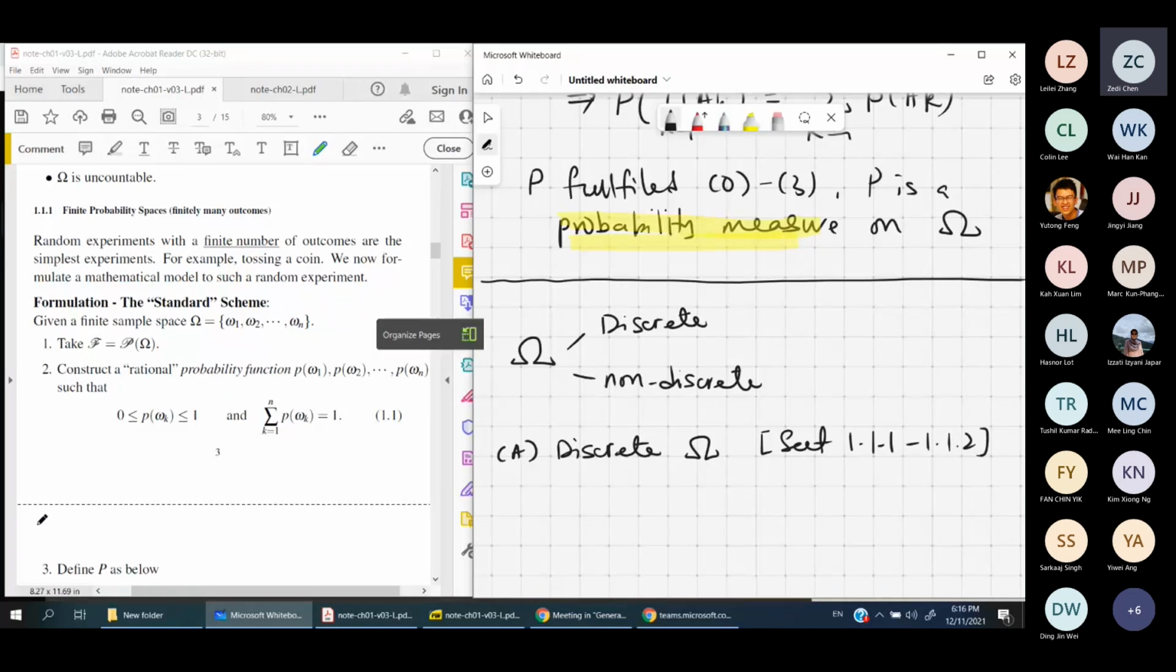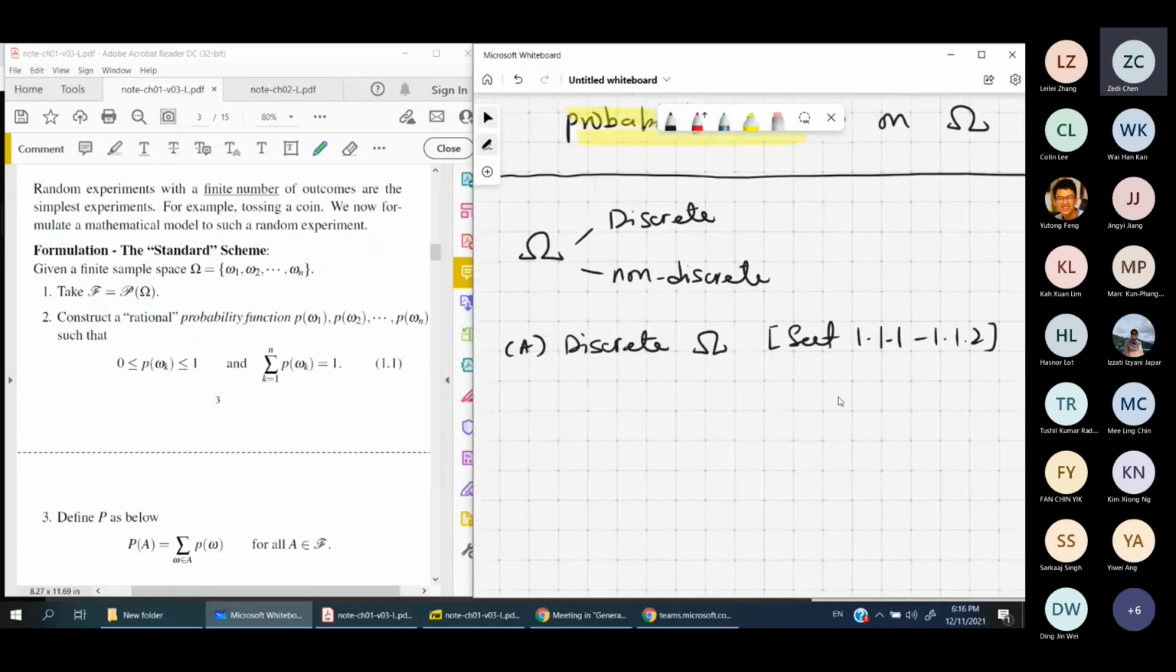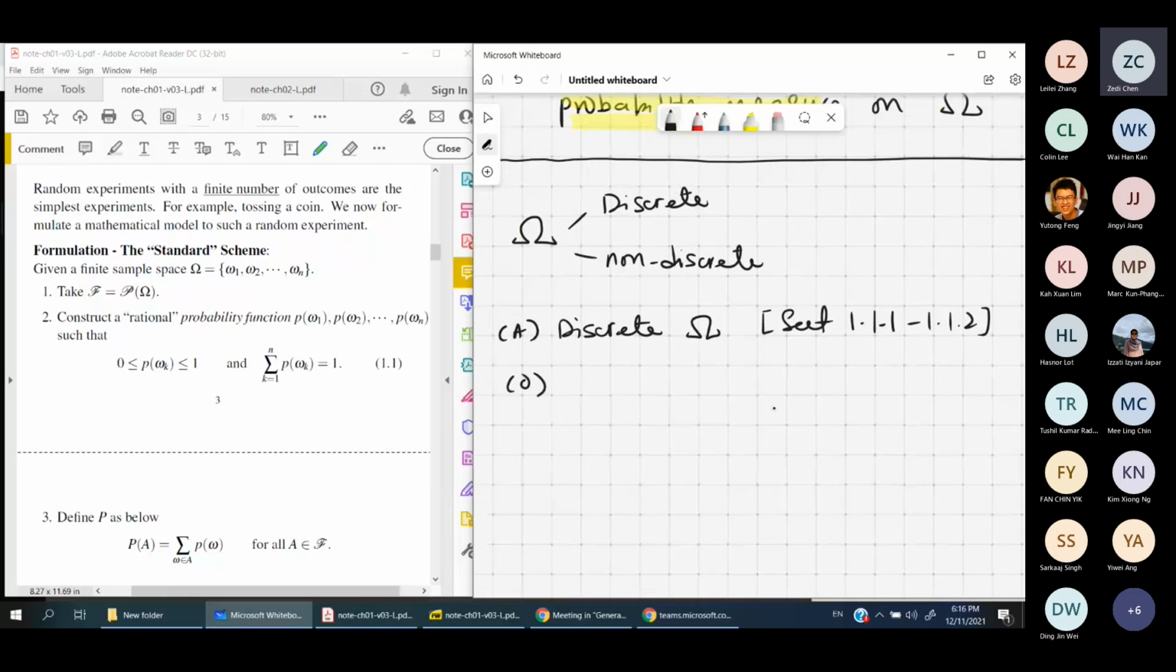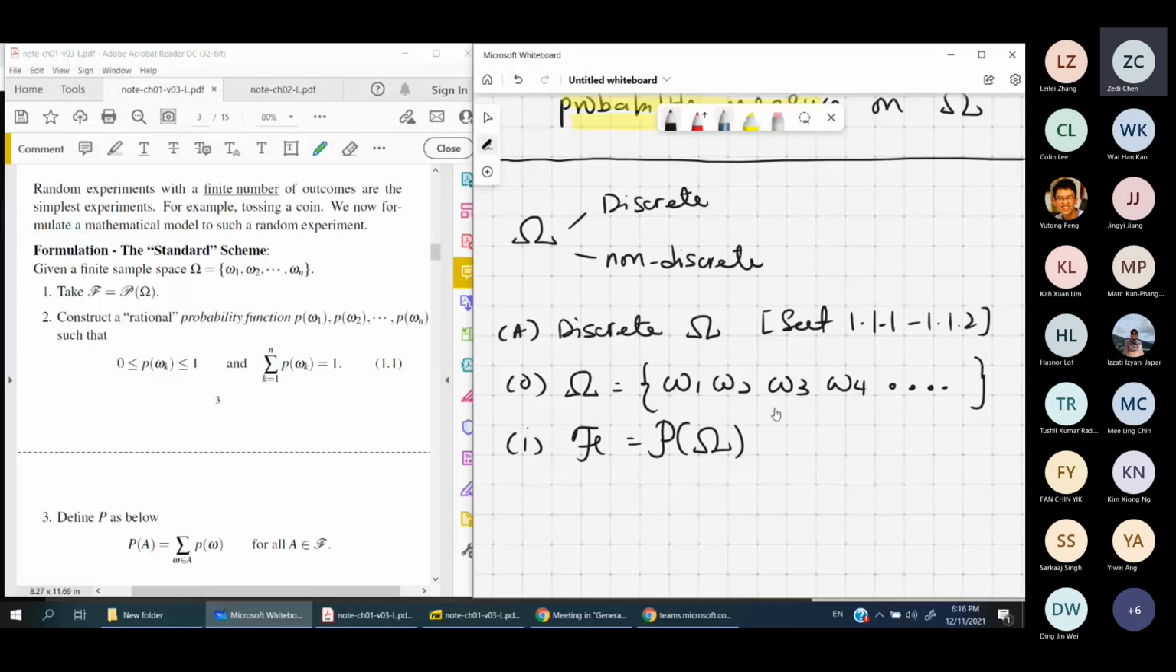So what is the formulation? That is actually over here. For this case, first of all, let's say our omega is a discrete one. That means we can list out all the possible outcomes. Because I have included both cases inside, it might go up to infinity, or it might stop somewhere. Next, in this case, it is quite straightforward. We can simply take our sigma field to be the power set. For the discrete case, that is very easy.